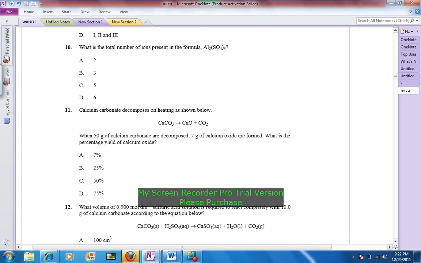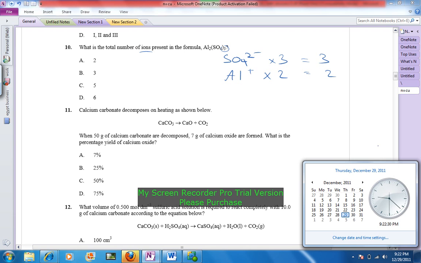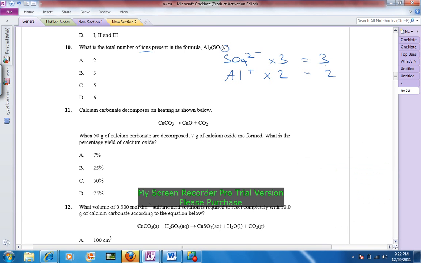We're not even halfway through, so be patient. What's the total number of ions present in the formula Al2(SO4)3? Okay, it's talking about ions. We know that SO4 is 2 minus, and there's 3 of them, so times that by 3, there are 3. And Al is also an ion. You times it by 2, you get 2, right? You add these two together, and you get 5, so C. That's really that simple.